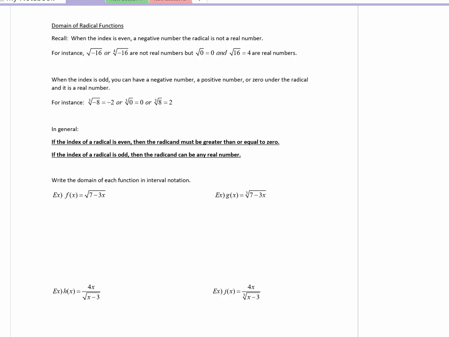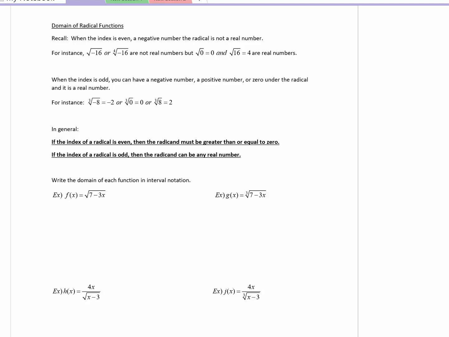Or a number times the same number times the same number times the same number to give me negative 16. But the square root of 0 is 0, and the square root of 16 is 4. Those are both real numbers because 4 times 4 is 16, and 0 times 0 is 0.